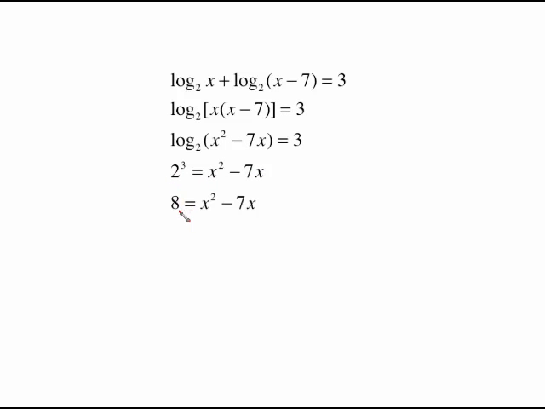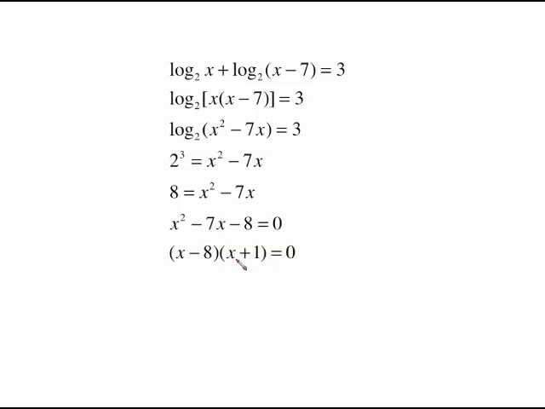Take care of your 2 to the third, which is 8. And now this is a plain old quadratic equation. Subtract 8 from both sides, which gives us x squared minus 7x minus 8 equals 0. Factor as x minus 8 times x plus 1. And if you solve each of these, we get x equals 8 or x equals negative 1.